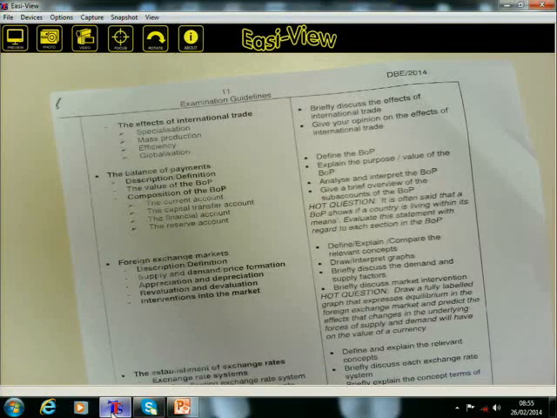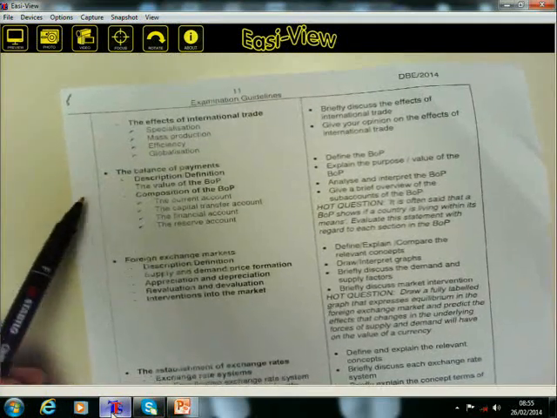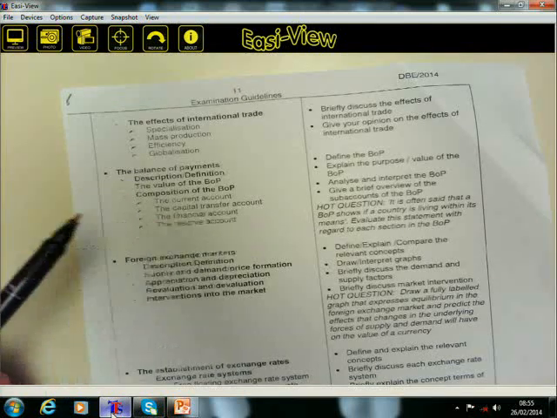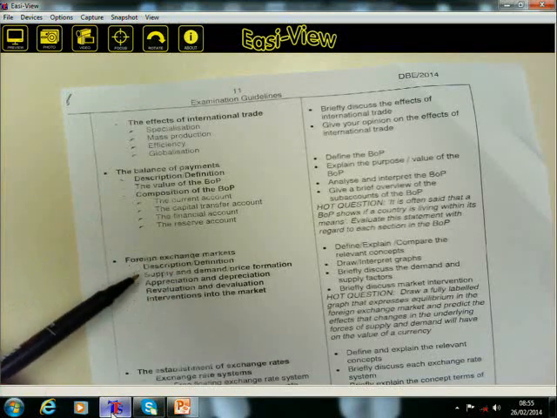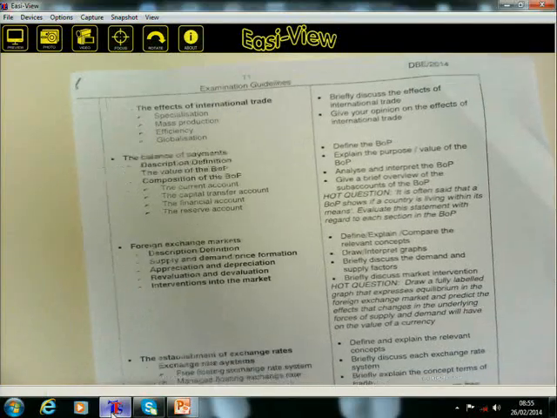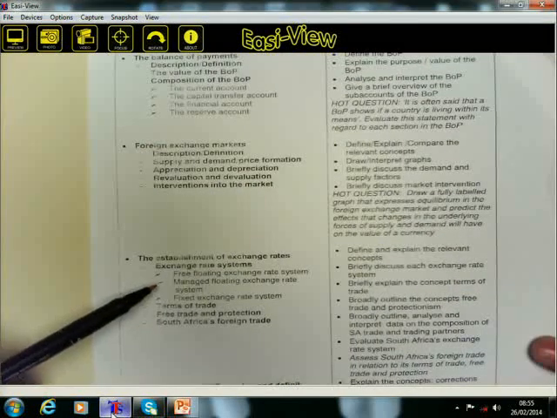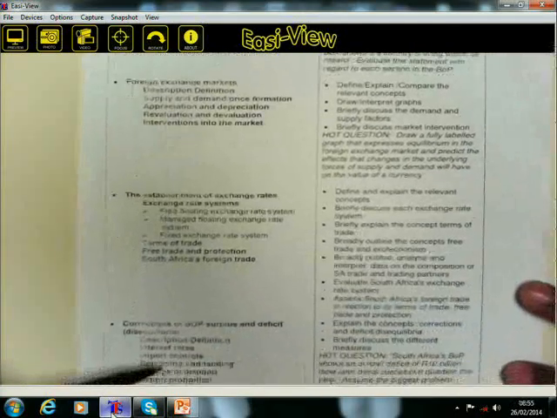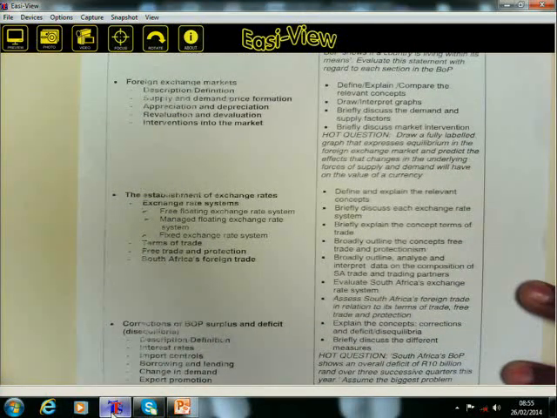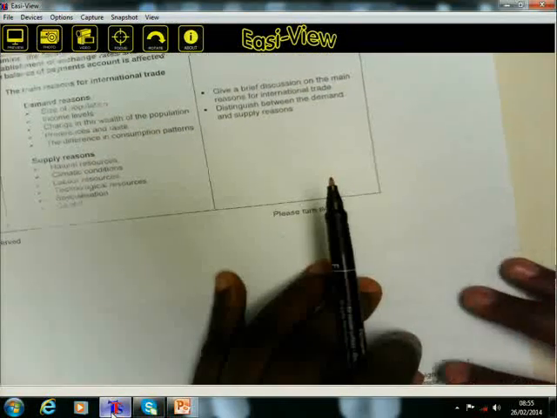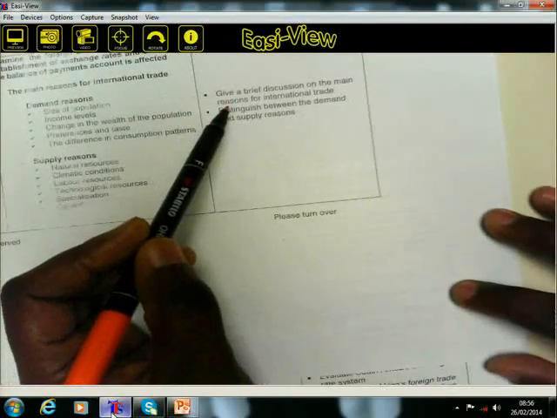The other things that we must learn are the effect of international trading, the balance of payment account, the calculations, the types of account that we have, the foreign exchange market, the establishment of the exchange rate, and the corrections of the balance of payment account. As we know, it has the surplus and the deficit. Now, on the side of the scope, we need to learn the depth and the examinable content, like indicated earlier, that it is important for us to know what is expected from us as learners.